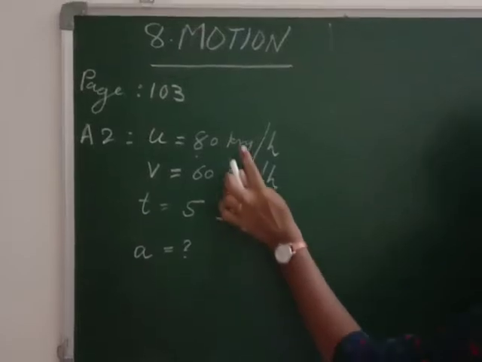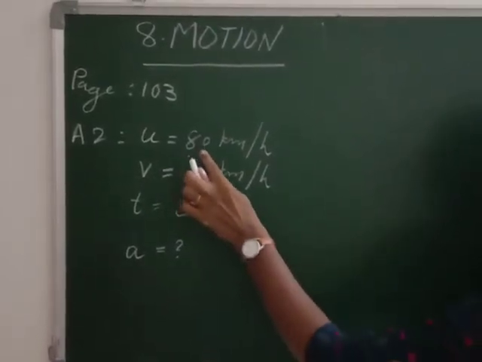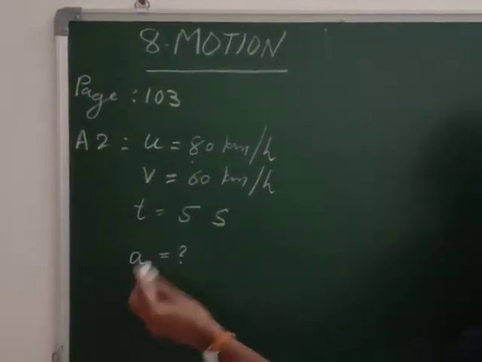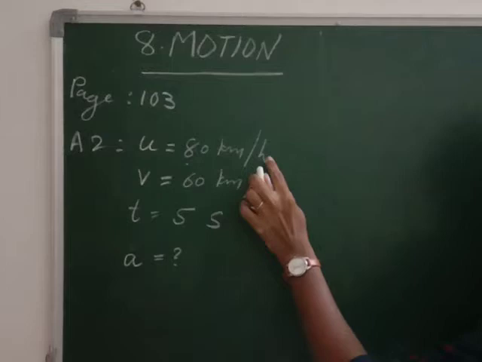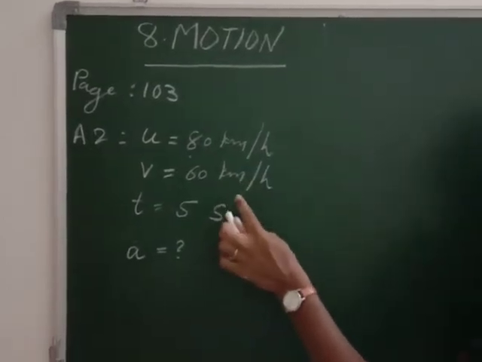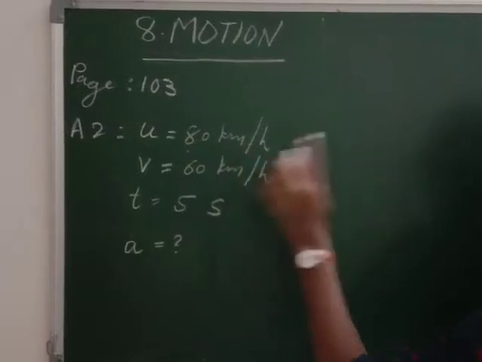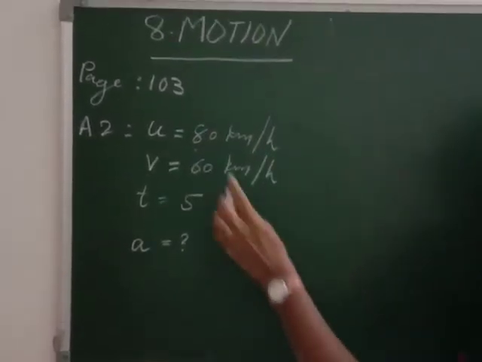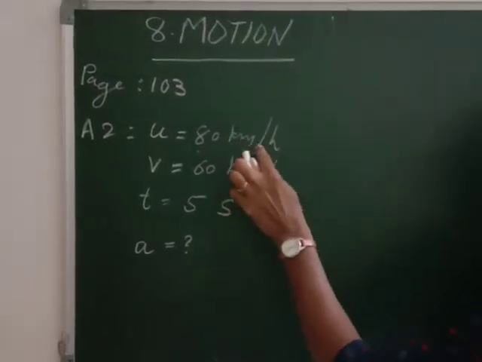Now see here, this is kilometer per hour and here the time given is in seconds. So first of all, we can't use the formula directly here. First we will make the units the same. Here it is hour and here it is second. So we will convert this kilometer per hour into meter per second. So first of all, how to convert 80 kilometer per hour into meter per second.